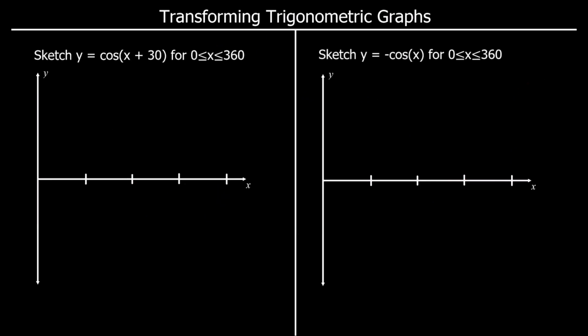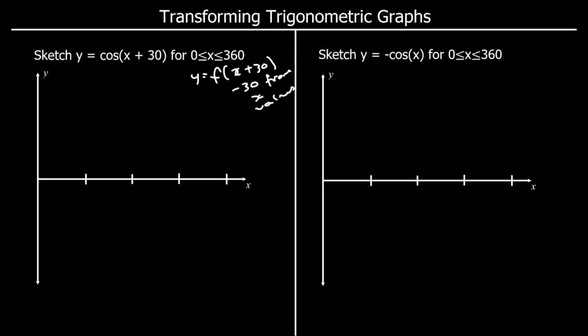The next one, sketch y equals cos of x plus 30. So this time the change is inside the bracket. It's the same as y equals f of x plus 30. When the change is inside the bracket, it changes the x, and it does the opposite. So we're going to take 30 away from all the x values.